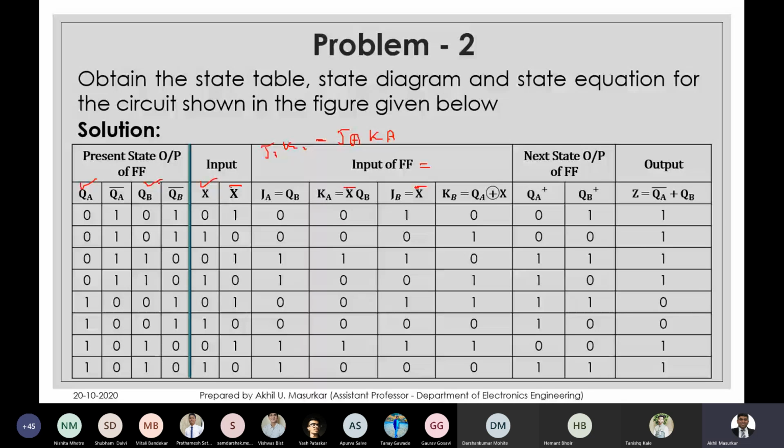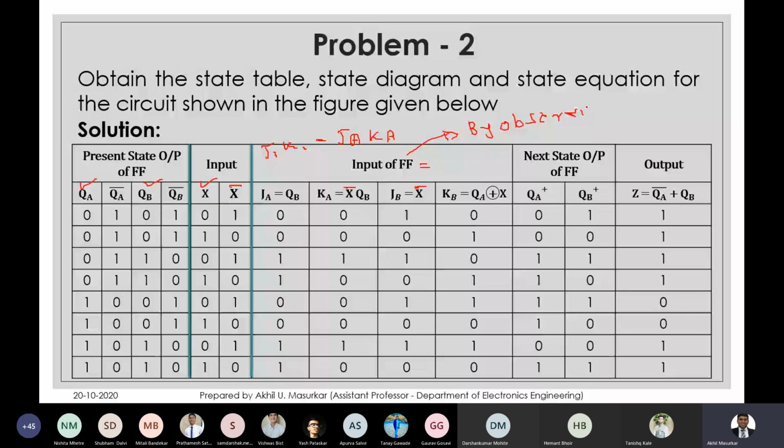Now comes the actual inputs of the flip-flop. So how do we write these inputs? By looking at the circuit. So how do you fill this table of J, K, JB, KB, by observing the given circuit? So you observe something and then you write it. Okay.